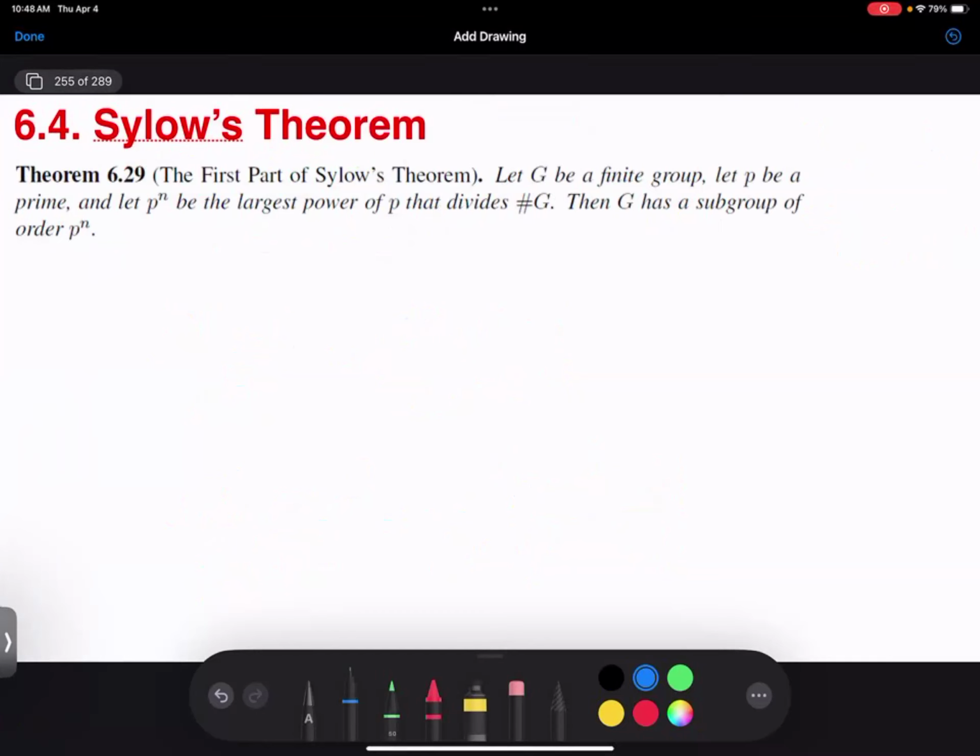This is, to some extent, the kind of result we'd like to have. If I give you a group of size m, the hope is that for any factor of m, there will be a subgroup of that order. So if I have a group of size 12, there will always be a subgroup of size 6. There will always be a subgroup of size 4. That's not always true. But in the special case when P is a prime, and you take the highest power of that prime that divides G, then it will have a subgroup of size P to the n. So we at least have some information about the structure.